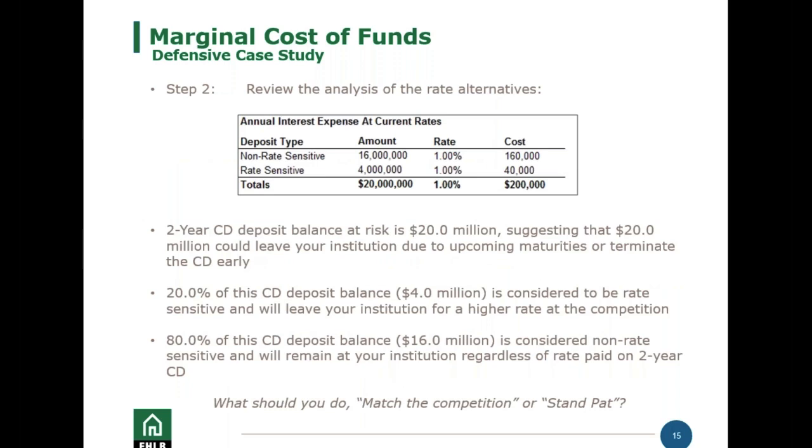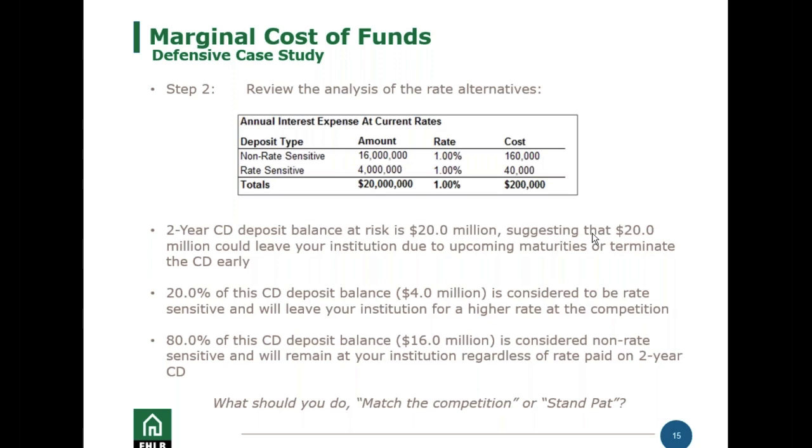Here's step 2. Let's review the analysis of our defensive case study. Based on the $20 million we have earmarked as near maturity or willing to terminate, we believe 20% of this balance, or $4 million, is truly rate sensitive and will jump at a moment's notice for higher rates. The balance of this account, $16 million, is not rate sensitive, and you have no risk of losing these balances due to a competitor's pricing activities.